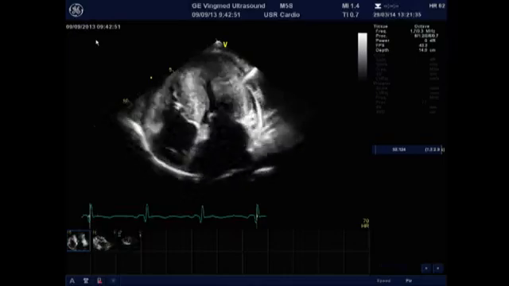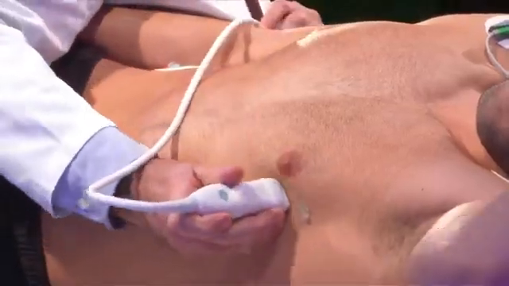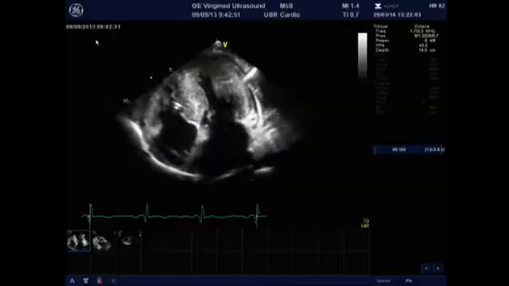We are not going to perform a complete echo, rather try to show you some tips and tricks, some specific features that can make us think of this specific disease. Because, as we all know, left ventricular hypertrophy is not a final diagnosis, it's the beginning of the investigation. So to start, I'm showing you the apical four-chamber view of this patient.